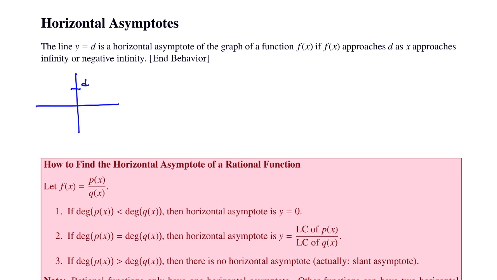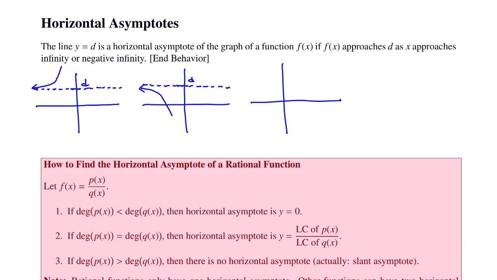Here's y equals d and the horizontal asymptote at d, and it can come in from above and level off to where y is equal to d. It could come in from below, and those first two are the left end behavior. What about the right end behavior? Could come in from above, or it could come in from below.